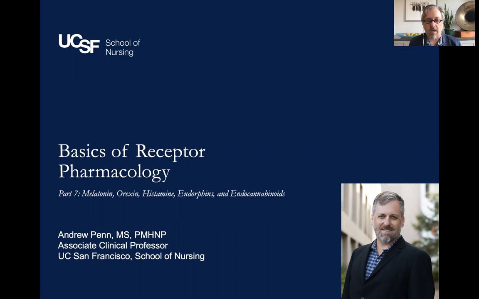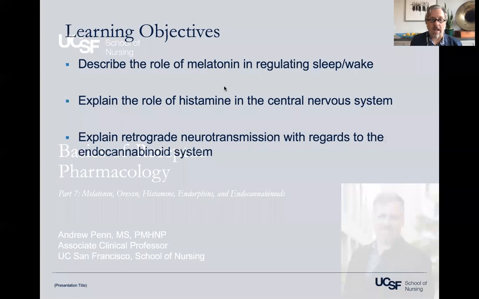In this last section, I'm going to go over some odds and ends that didn't fit so nicely with the other neurotransmitters, but just because they're tucked in at the end here, don't think that they're any less important. I'm going to talk about melatonin, orexin, histamine, endorphins, and endocannabinoids.